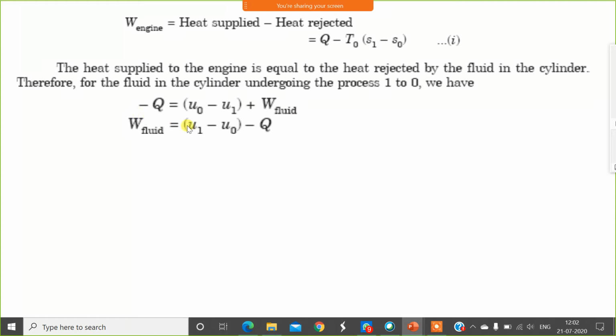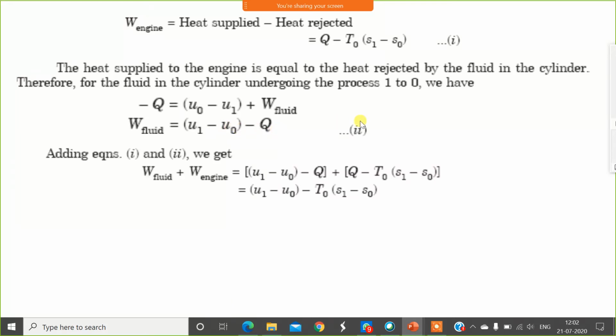But we are considering this in the sense of the system. Therefore, heat is rejected from the system. Heat is rejected from the gas, so we have taken it as minus Q, equal to change in internal energy plus work done by the fluid. Therefore, work done by the fluid is equal to change in internal energy, that is U1 minus U0 minus Q. Now, adding equation number 1 and 2.